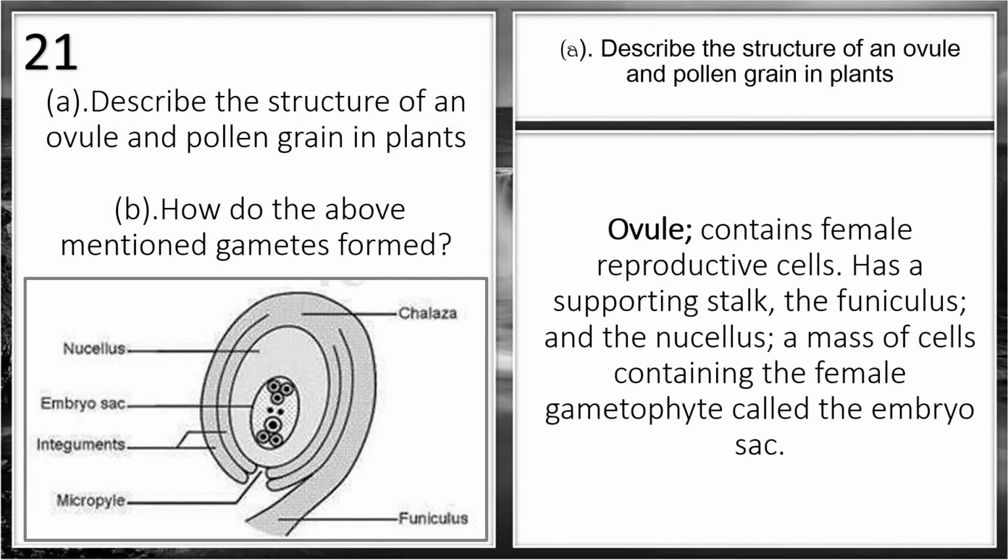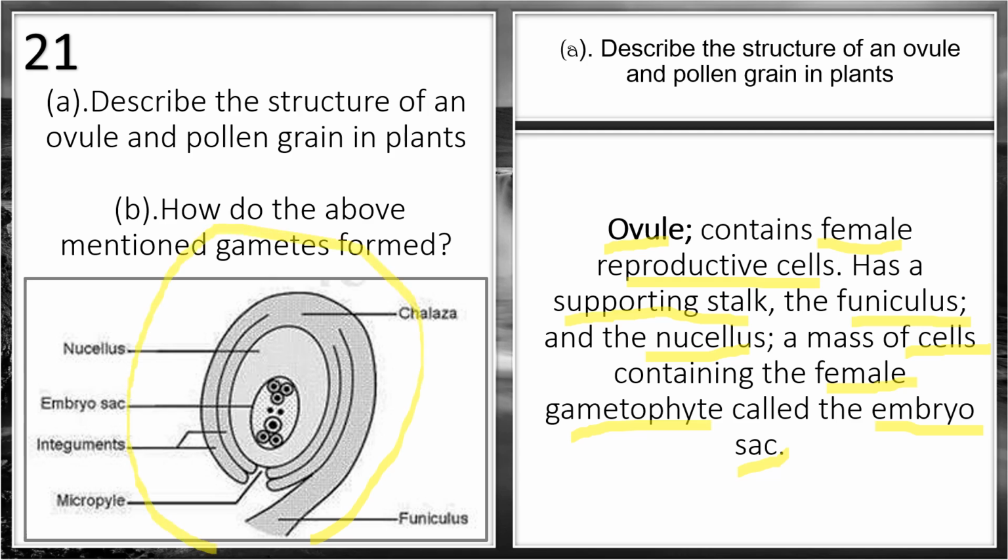The ovule. This contains the female reproductive cells, has a supporting stalk, the funicle, and the nucellus, a mass of cells containing the female gametophyte called the embryo sac. So we have the ovule here.